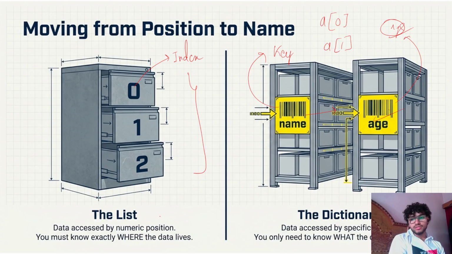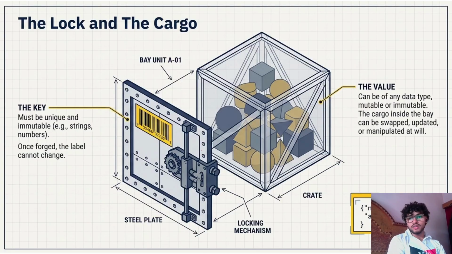Okay, so we'll just read the PPT once. Data accessed by numeric positions: you must know where the data lives. In a dictionary, data can be accessed by what it is called.